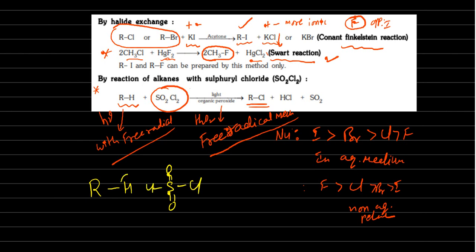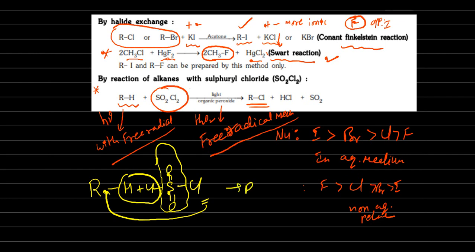Okay, you remove this HCl, right? And here SO2, sulfur dioxide gas, is there. This chlorine remains, and this chlorine is attacking there. Like this. So your main product is RCl. Byproducts are HCl and SO2.